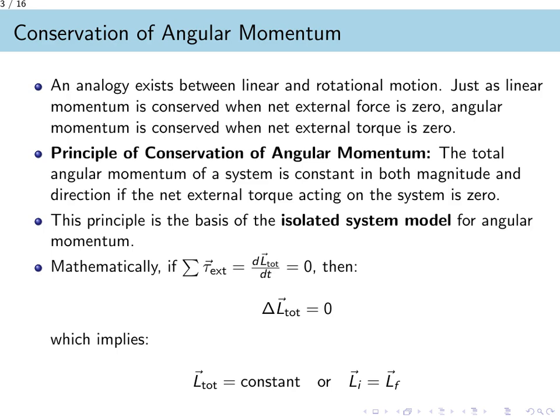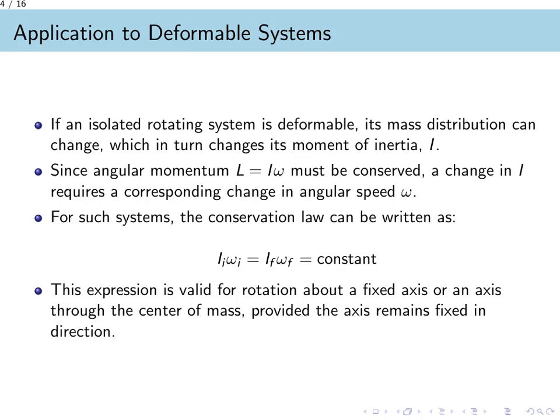For example, a figure skater spinning on the ice is a classic demonstration of this principle, with no significant external torque from the ice, their angular momentum is conserved. The key takeaway is that for an isolated system, its initial total angular momentum must equal its final total angular momentum. We will now see how angular momentum conservation explains the behavior of deformable systems.